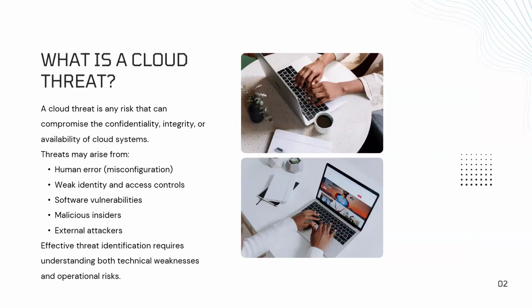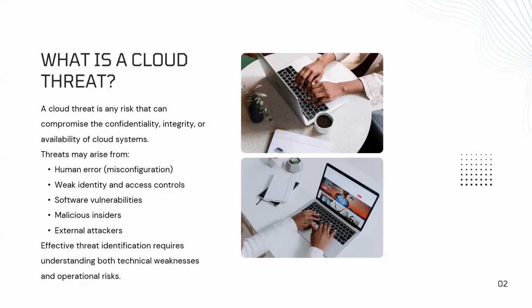Now, what is a cloud threat? A cloud threat is any risk that can compromise the confidentiality, the integrity, or availability of cloud systems. So let's break that down. Those three words are very, very important. Confidentiality: can unauthorized people see your data? Examples again would be a public S3 bucket leaking customer records, that's a confidentiality breach. Stolen API keys allowing access to databases. A misconfigured IAM role exposing financial data.